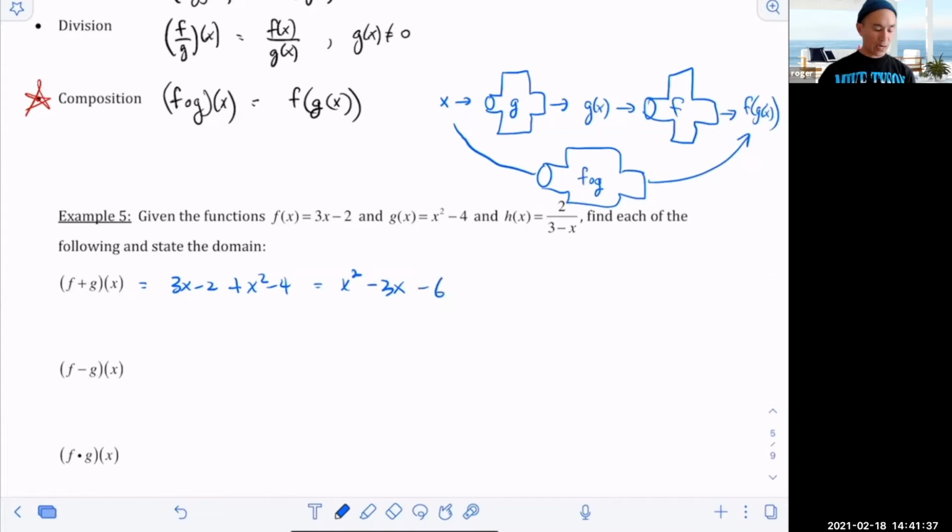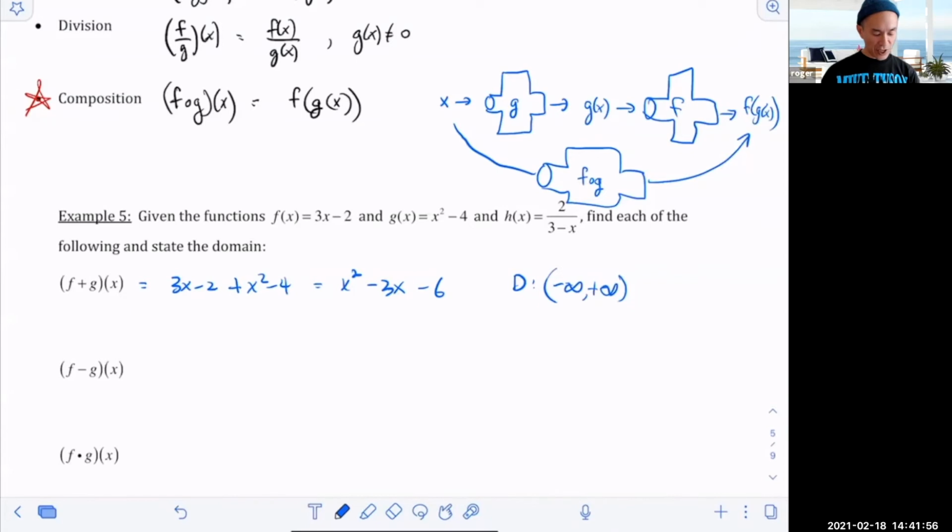Okay. When I look at this, it is a polynomial. There's no zeros in the denominator. There's no negatives under even square roots. So the domain is going to be -infinity to +infinity. That make sense?